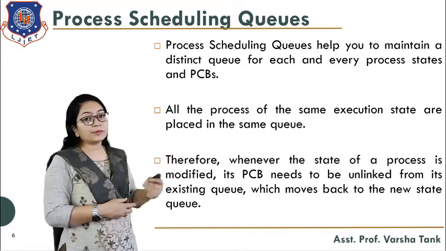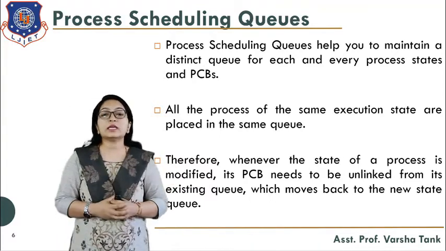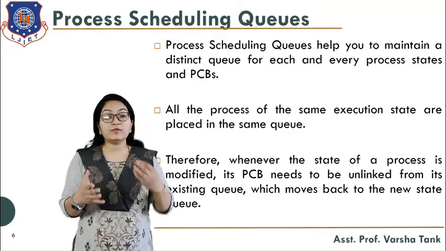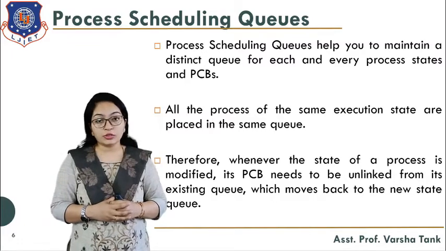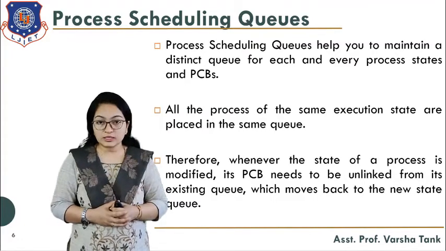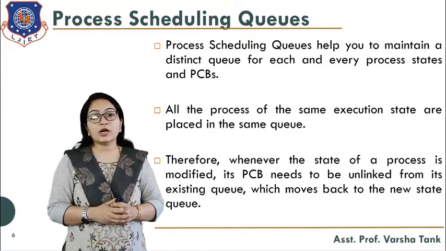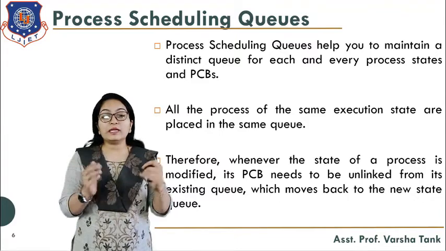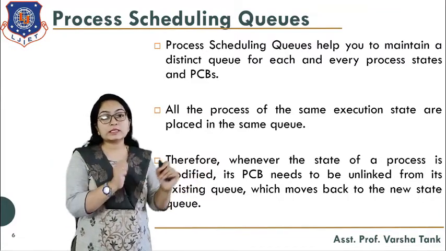All the processes of the same execution state are placed in the same queue. For example, if two or more processes are waiting for an input-output interrupt, then they are in the blocked queue. That means they are in the blocked status, so they will wait in the same queue. If one or more processes are ready for execution, then they will wait in the ready queue. So similar kinds of processes will wait in the same queue.